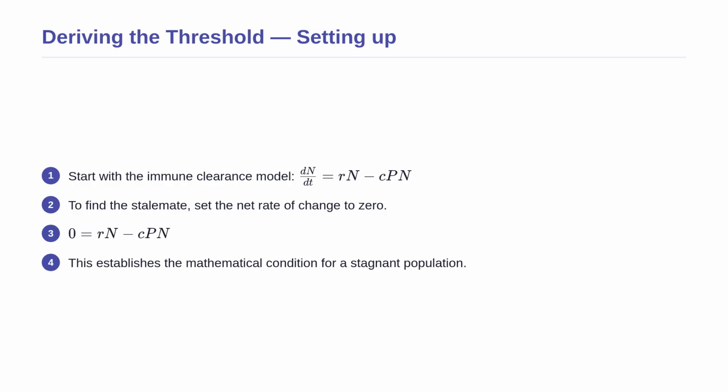To find the exact tipping point where bacterial growth is perfectly balanced by immune clearance, we must set the net rate of change to 0. This gives us the equation 0 equals R times N minus C times P times N. By setting the left side to 0, we have established the mathematical condition for a stagnant bacterial population. This sets the stage for us to isolate our target variable.